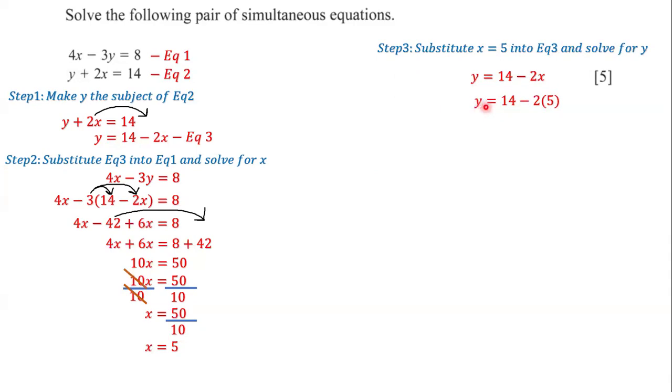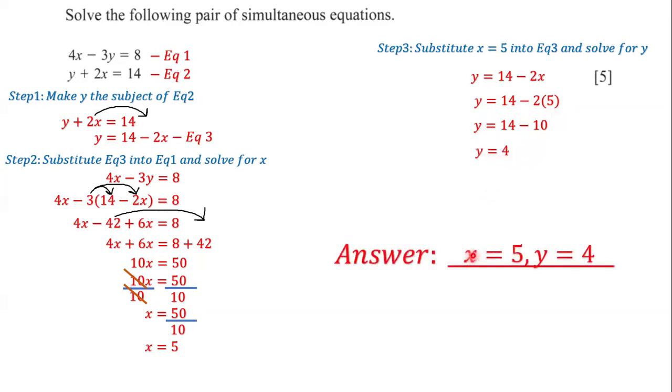So we have y is equal to 14 minus 2 times 5. What is 2 times 5? 2 times 5 is 10. And so we have that y is equal to 14 minus 10, and 14 minus 10 is 4. So y is equal to 4. That means that the answer to this question is that x is equal to 5 and y is equal to 4. And that's the answer to this question.